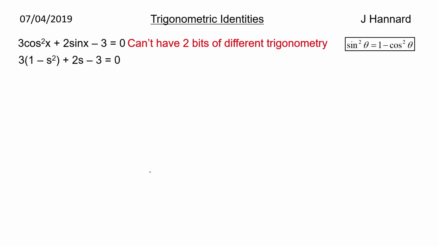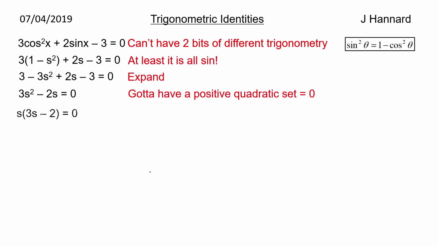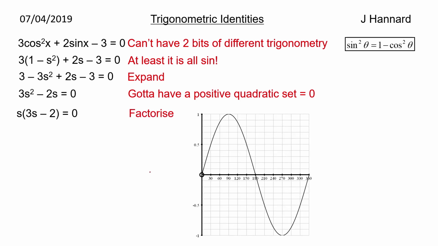Well, what about this little bit of trig that we had from before? Sine squared theta is equal to 1 minus cos squared theta, or cos squared theta is equal to 1 minus sine squared. So where we see a cos squared, we paste in 1 minus sine squared. So we get 3 times (1 minus s squared) plus 2s minus 3 equals 0. We expand it out and we get that. Then we tidy it up and we get that, which is quite nice, because that factorizes to s times (3s minus 2) equals 0. So we factorize it and then draw the graph.